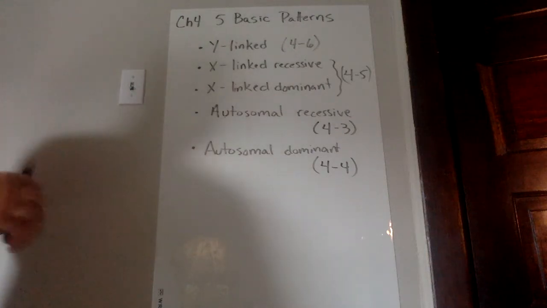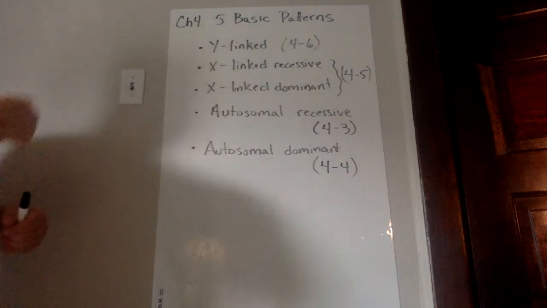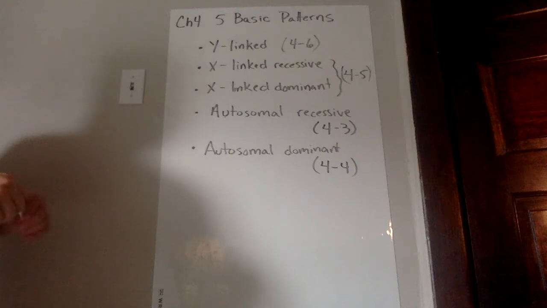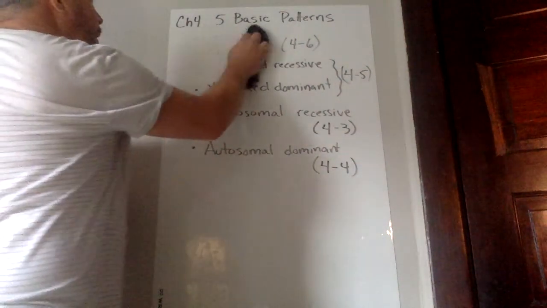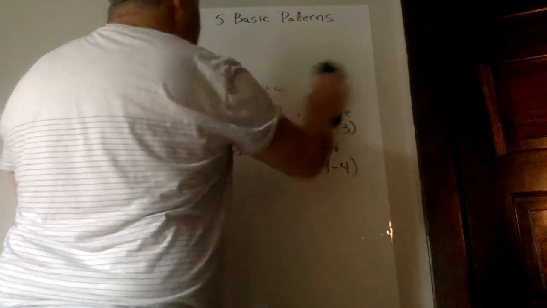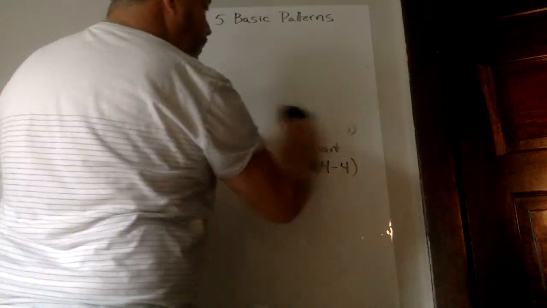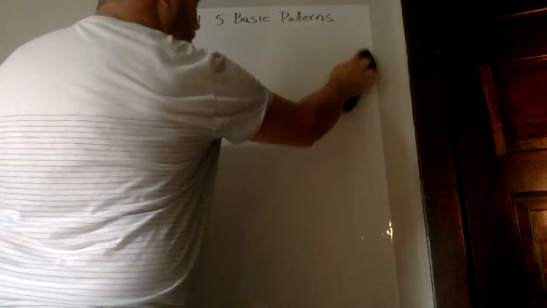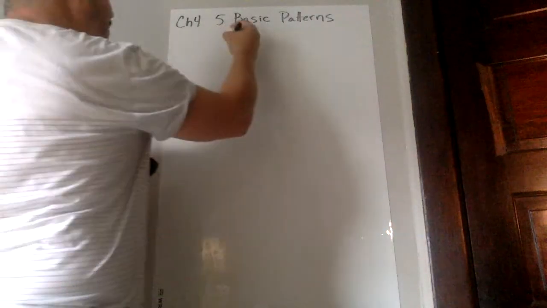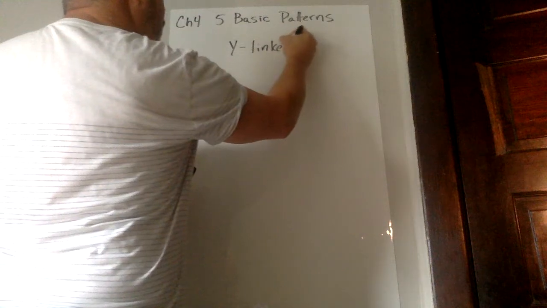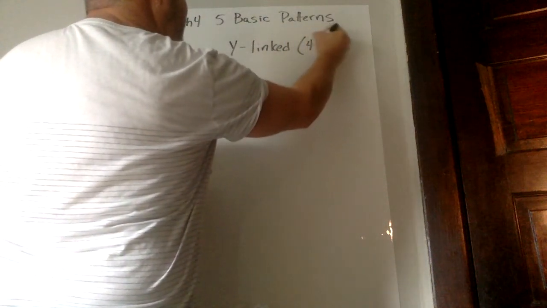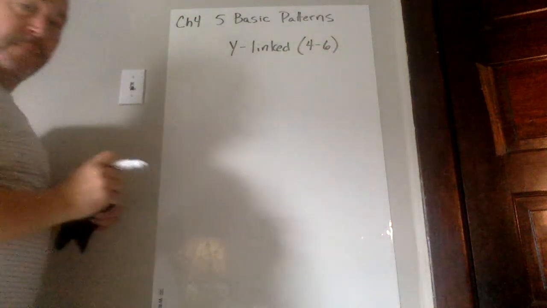I'm not going to cover them in the order of the book because this is the order that we will assess a pedigree, so I'm going to do it in this order in the lecture as well. The first trait that we're going to talk about is Y-linked. As the name entails, Y-linked is only found on the male Y chromosome. This is section 4.6 of the book.